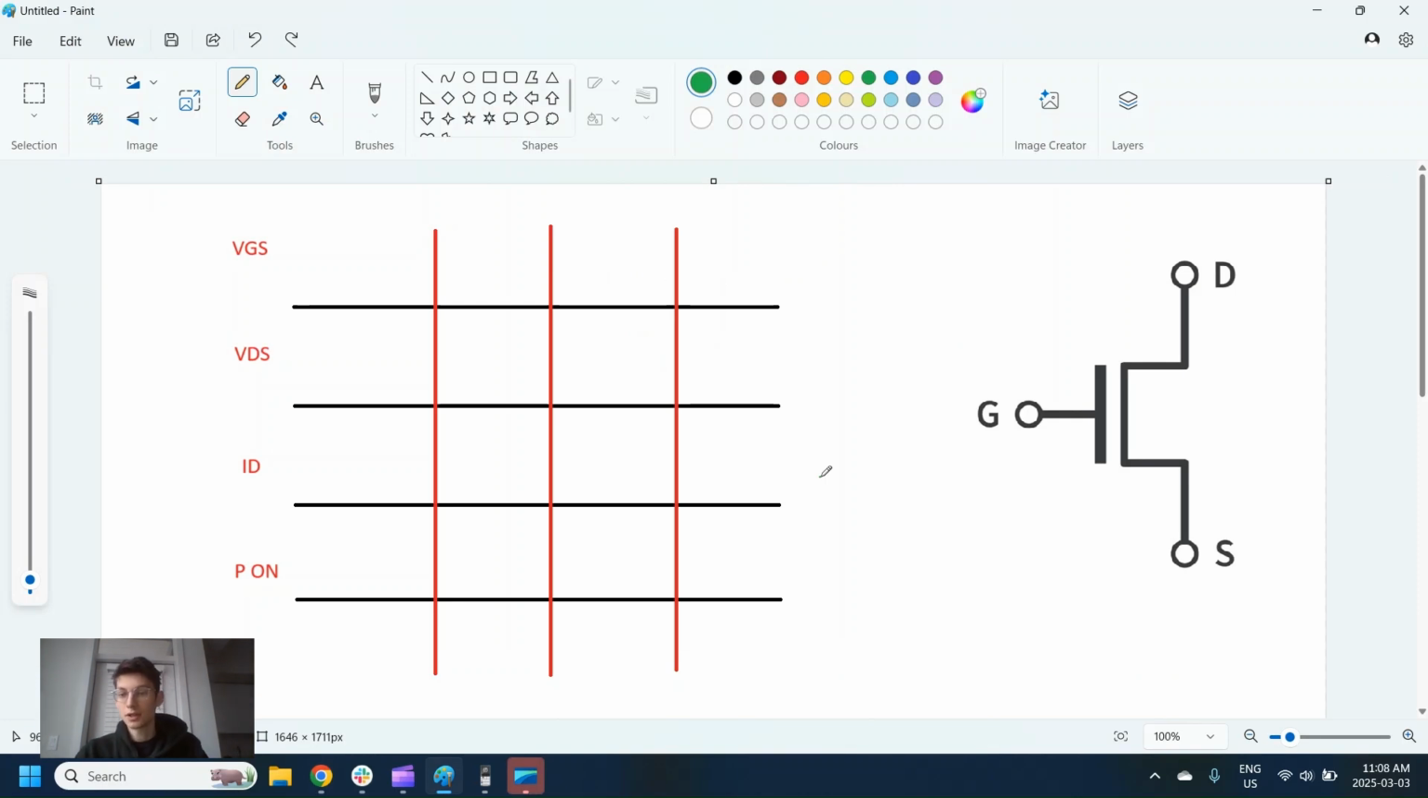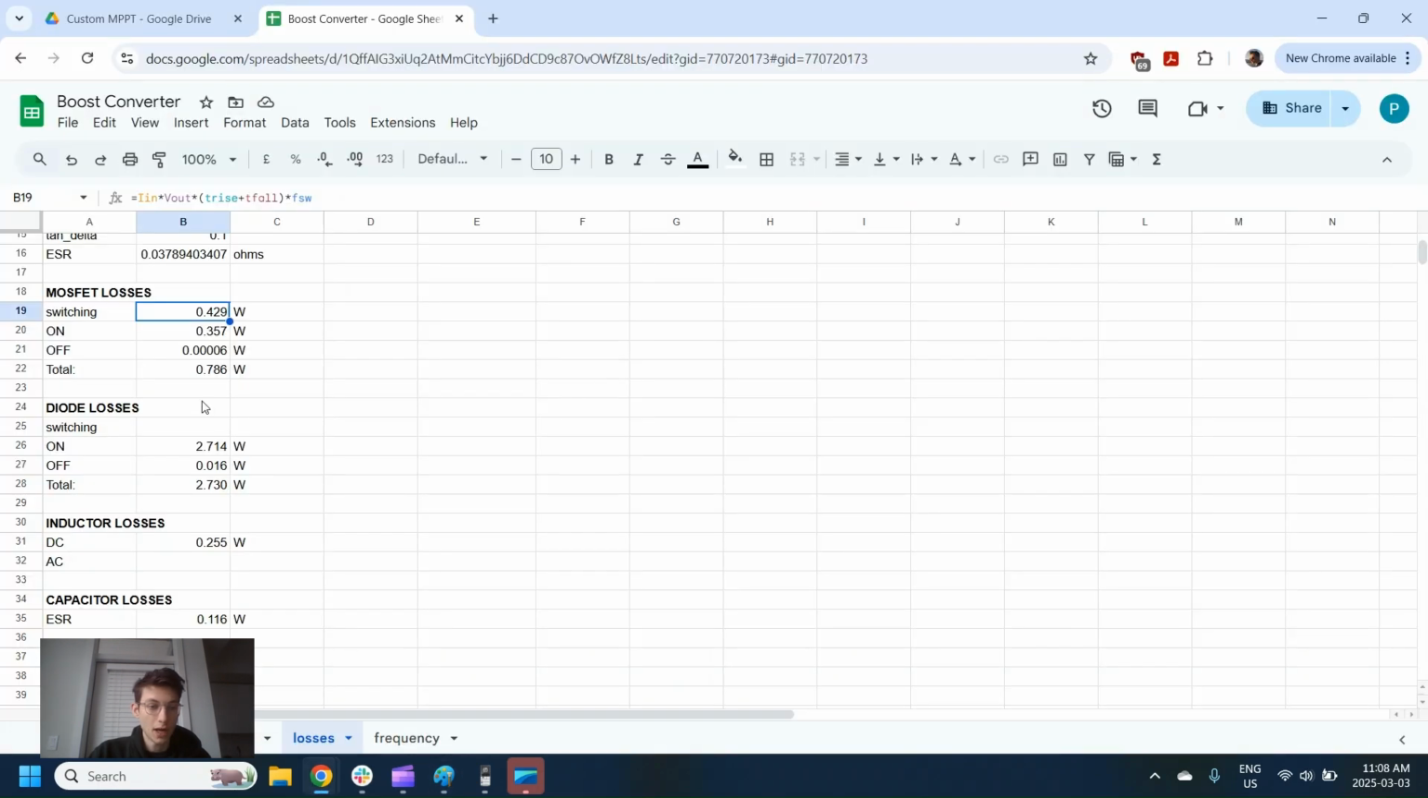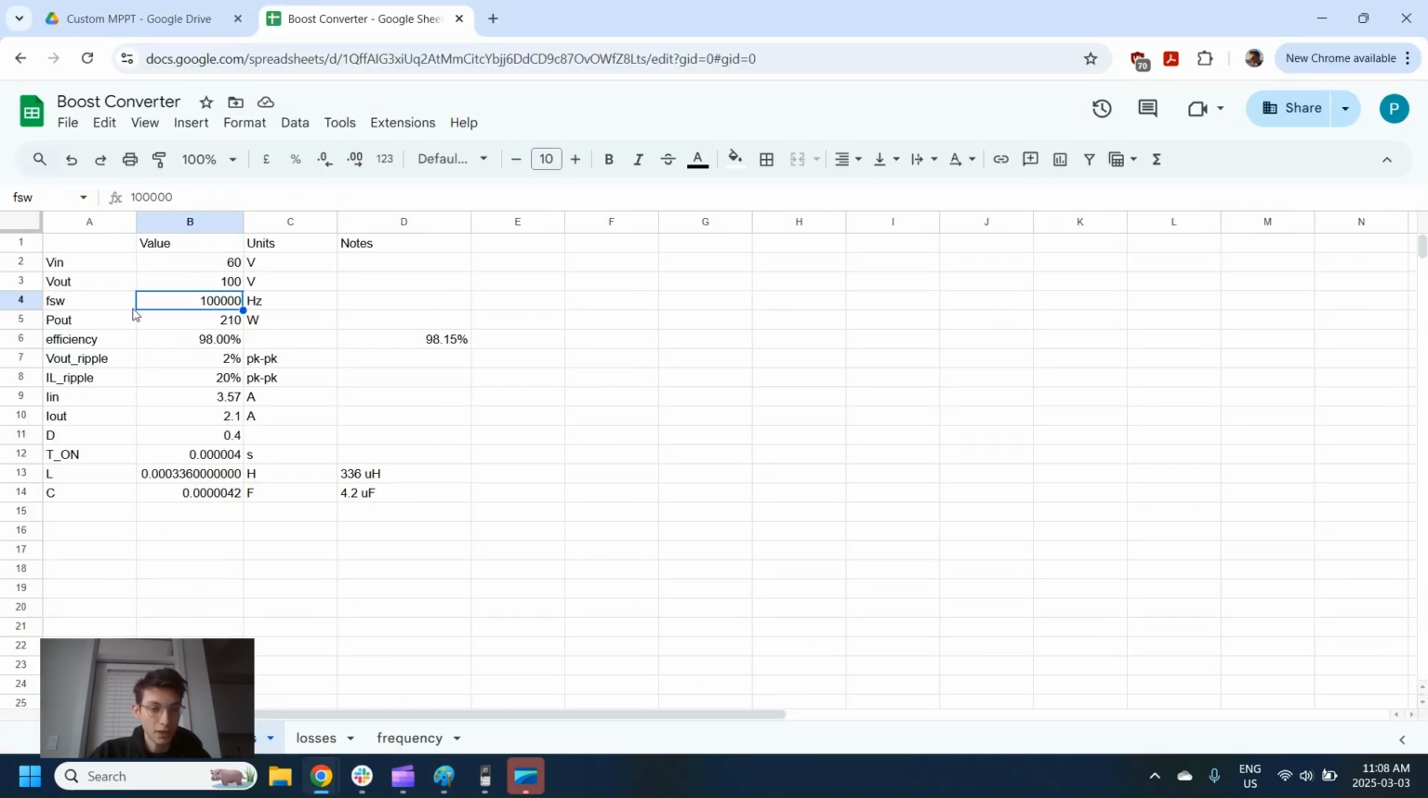All right, for our second video, I'm going to be talking about the losses in a boost converter. On our last video, I don't know if you have seen it. If you have seen it, great. If not, please go back and watch the last video. We went over how to derive the component values for our boost converter. So this was our inductor and capacitor, just the size of them.